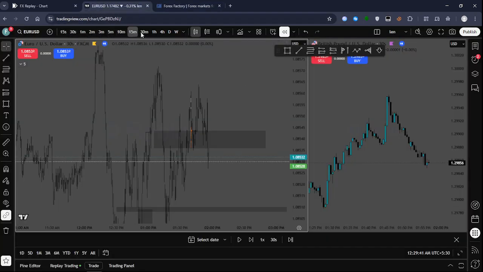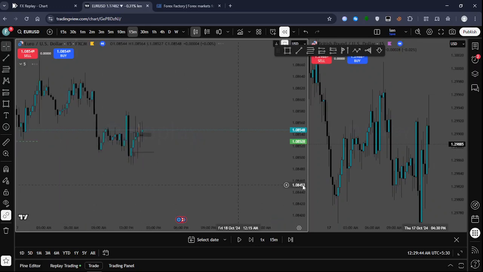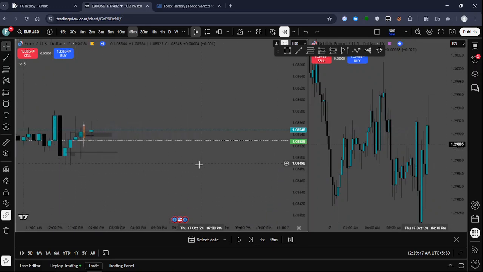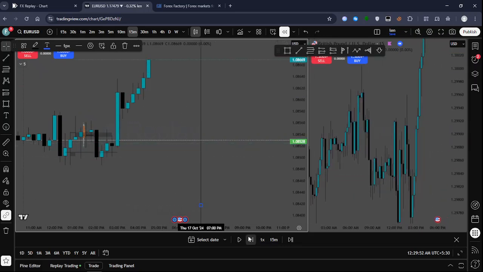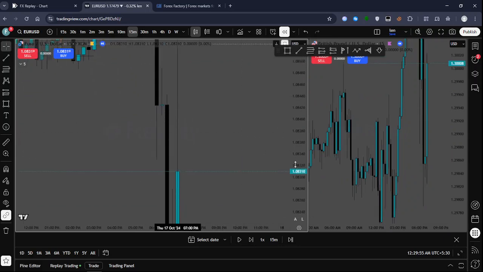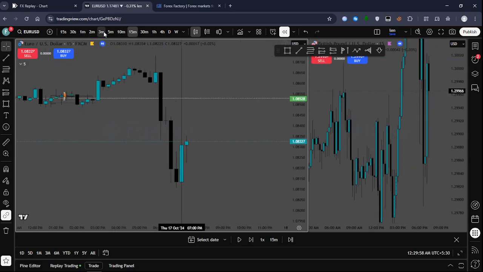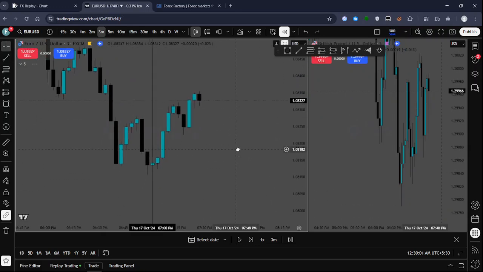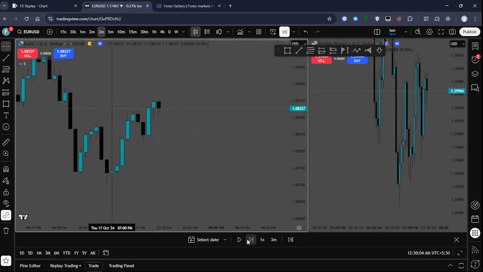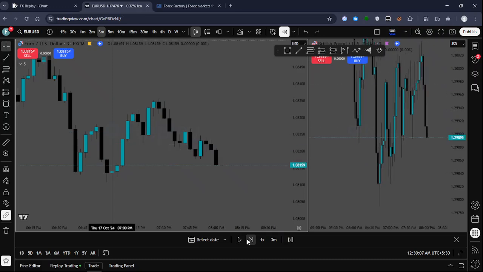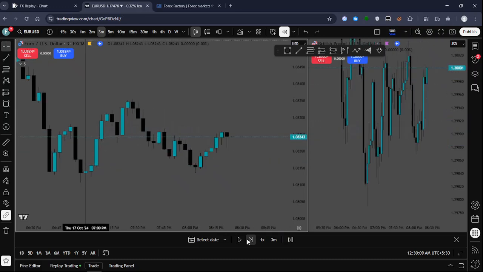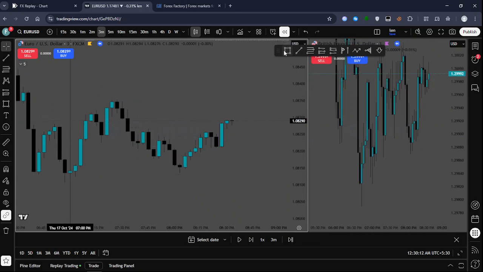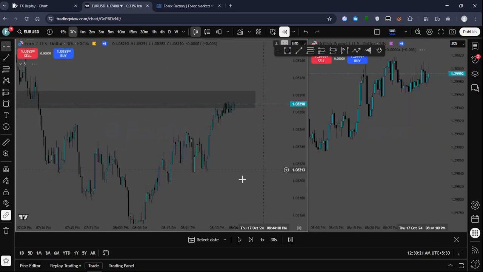Okay, so let's go to the 15-minute time frame. Okay, so let's go to the 3 minute time frame there. And the 3 minute should have some nice displacement there. The inverse fair value gap that I was looking at. So let's check out what happens.